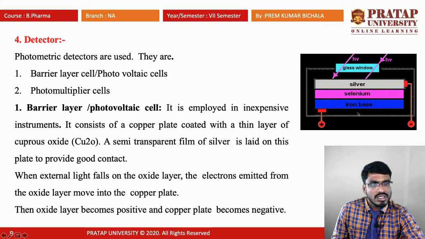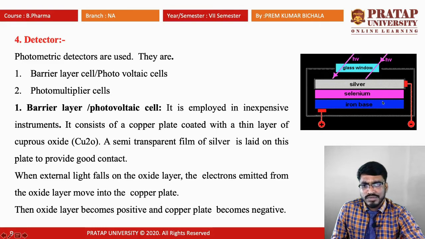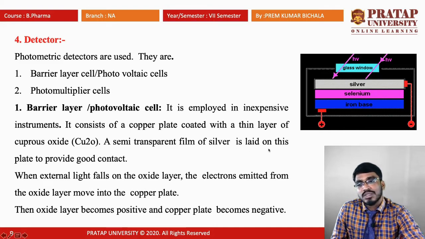So this is the arrangement of the barrier layer. Here we have a silver layer, selenium layer and iron base. Generally, silver and iron both act as electrodes. A semi-transparent film of silver is laid on this plate to provide good contact. When external light falls on the oxide layer, the electrons emitted from the oxide layer move into the copper plate. Then the oxide layer becomes positive and the copper plate becomes negative.